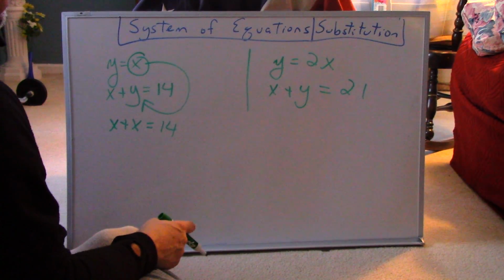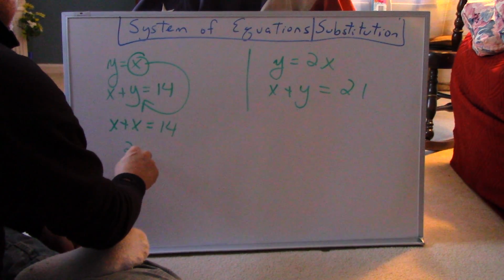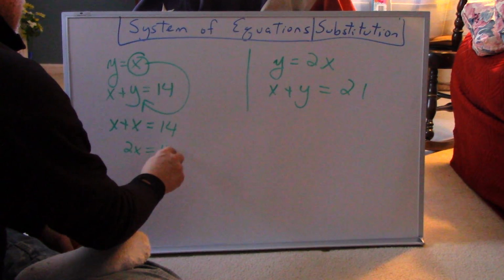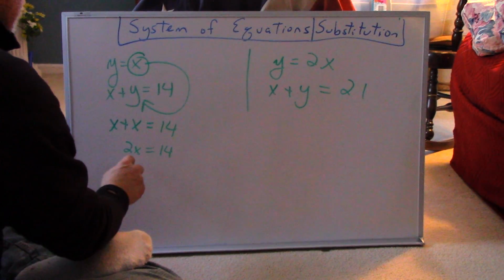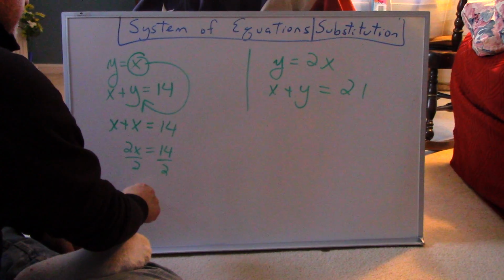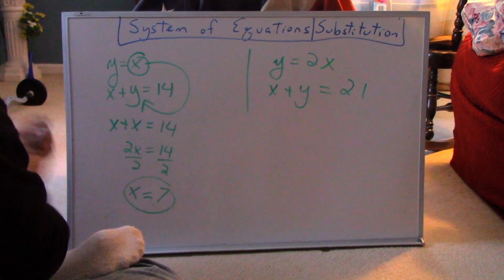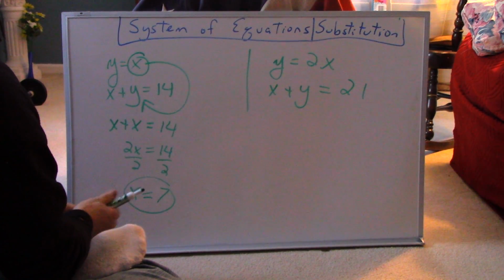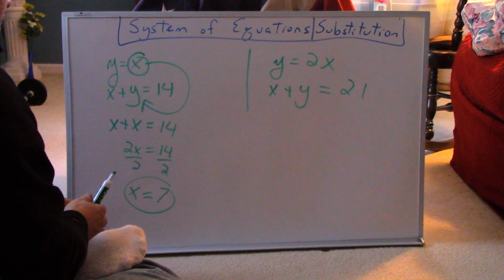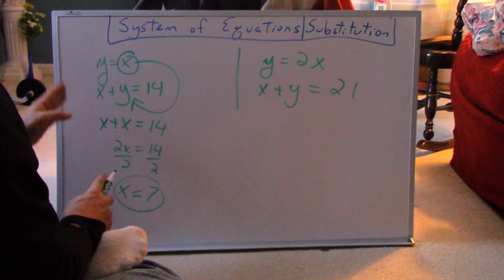I hope you get that. And then 1x and 1x is 2x. 2x is 14. And then you just solve. Divide by 2, divide by 2. 14 divided by 2 is 7. x is 7.